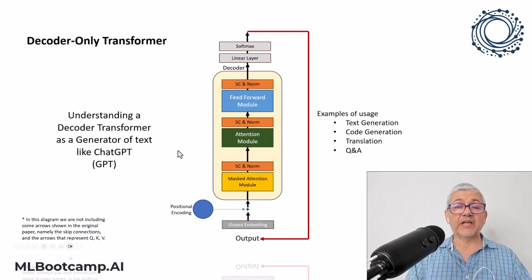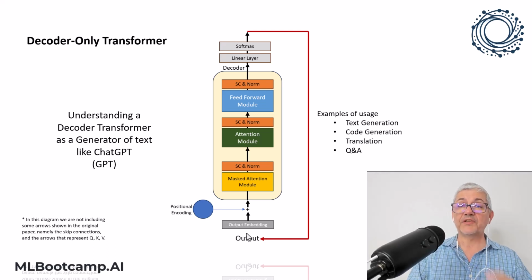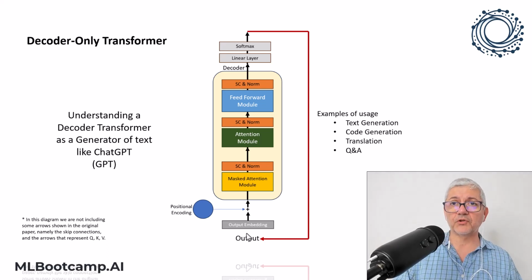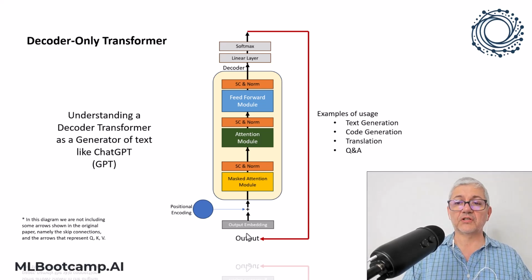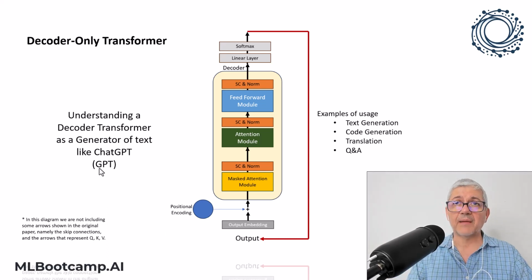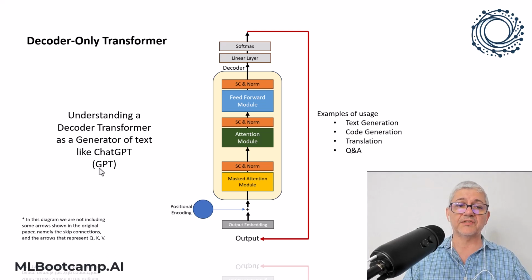We can also take the decoder only and create a decoder-only transformer. This is the typical example of ChatGPT. It will take the initial prompt of the user and run it through the network until one of the conditions that we discussed is met for the completion. Examples of usage are text generation, code generation, translation, and question answering. The best example of the decoder transformer is ChatGPT.